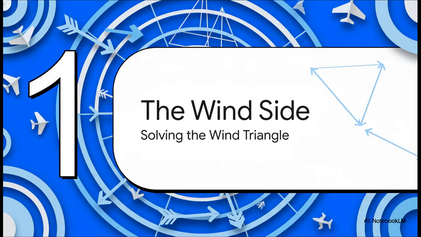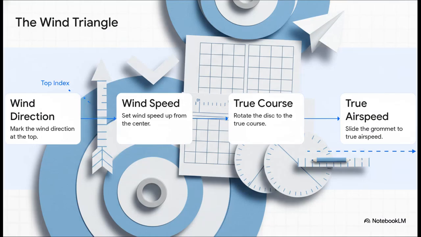Section 2. Conquering the wind side. Now I know this side looks like a complicated mess of grids and circles, but I promise you, it's actually just a very straightforward visual recipe. Let's move on and see how this builds our complete wind triangle in 4 physical steps.